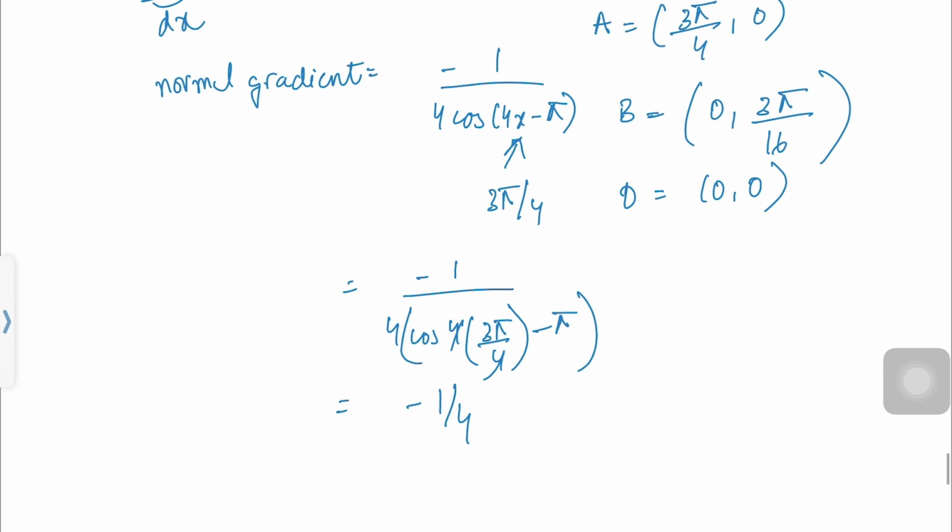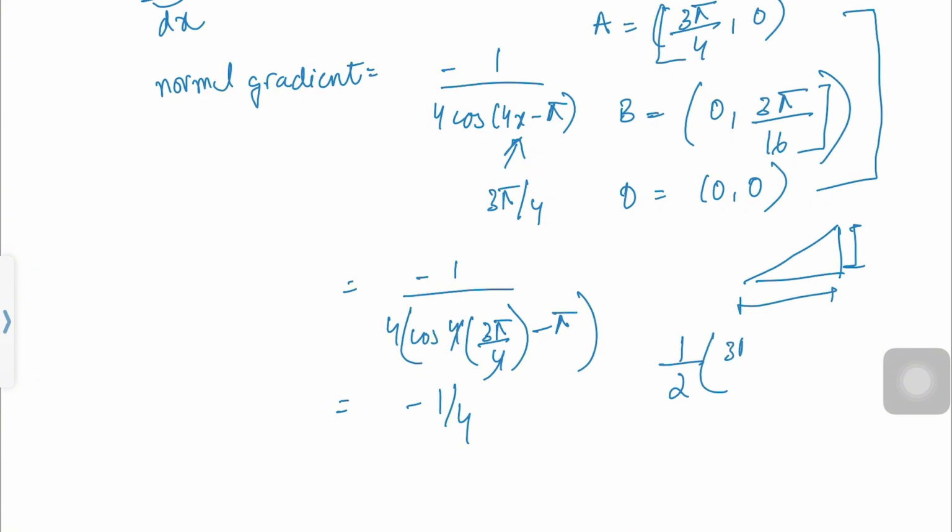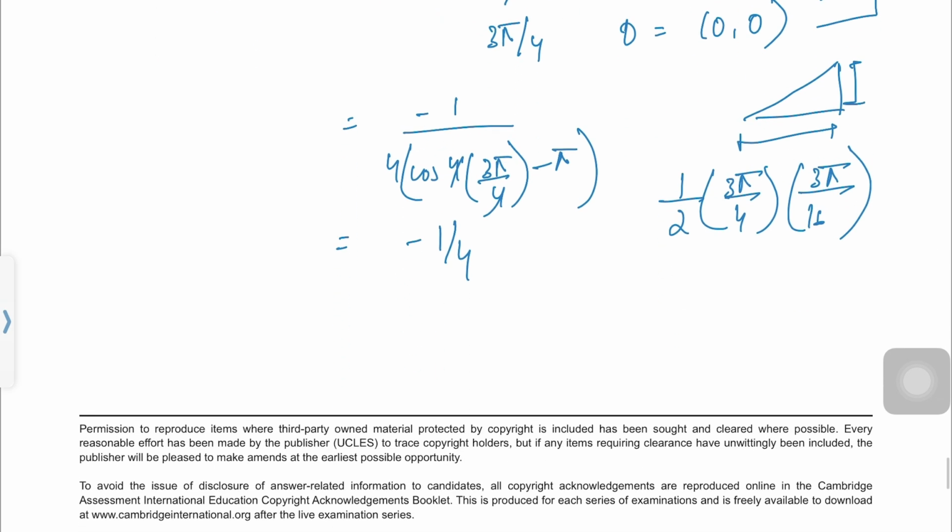So we need to calculate the area of this triangle OAB. This triangle would look something like this. This would be our base and this would be our height. So that would be 1 over 2 times 3 pi by 4 times 3 pi by 16. So this would make it 9 pi squared over 128.